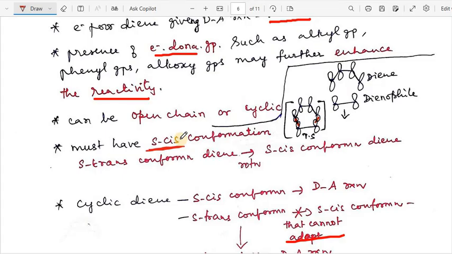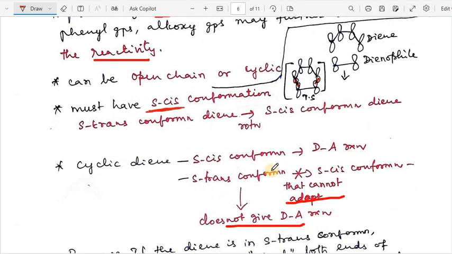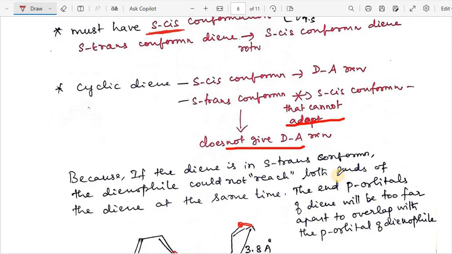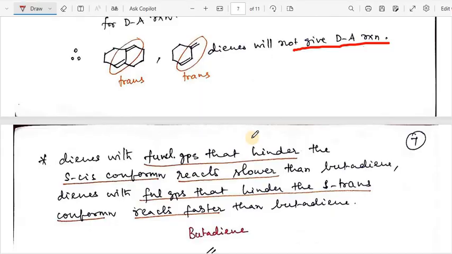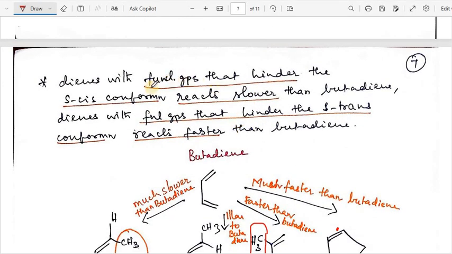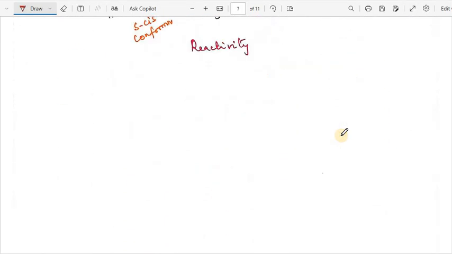A diene with S-trans conformation cannot undergo Diels-Alder, unless it has the capacity to rotate and form S-cis conformation. A diene locked in S-trans conformation that cannot adopt S-cis does not give Diels-Alder at all, because the p orbitals of the diene will be too far apart to overlap with the p orbital of the dienophile. Functional groups that hinder S-cis conformation react slower than butadiene, whereas those that hinder S-trans conformation react faster than butadiene. These are some of the examples.